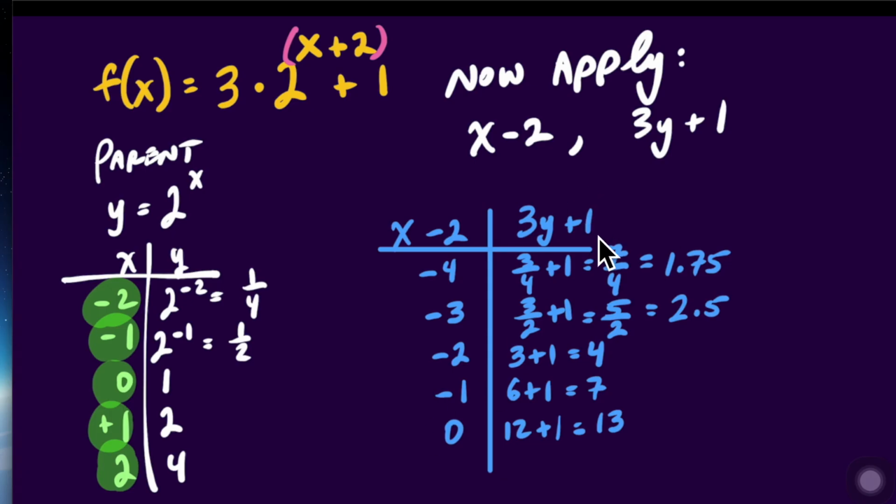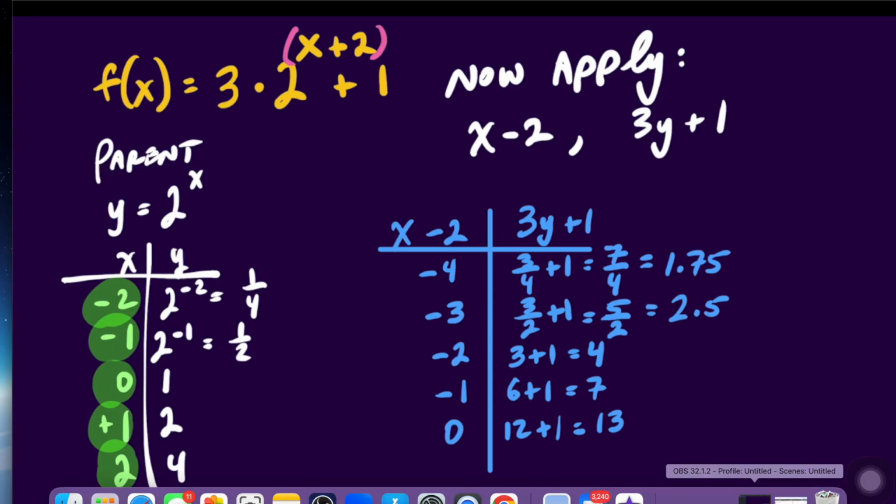With respect to the y values, we first multiplied by 3. 3 times 1/4 is 3/4. Then we added 1. 3 times 1/2 is 3/2. Then we added 1. 3 times 1 is 3, plus 1 is 4. 3 times 2 is 6, plus 1 is 7. And finally, 3 times 4 is 12, plus 1 is 13. I went ahead and changed the fractions to decimals, which makes it easier to graph.